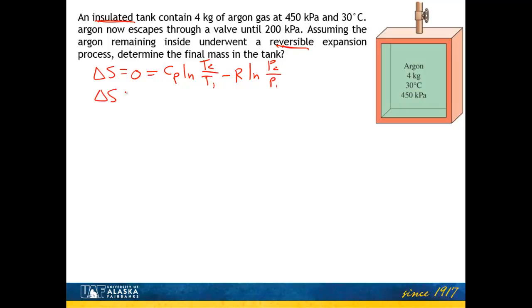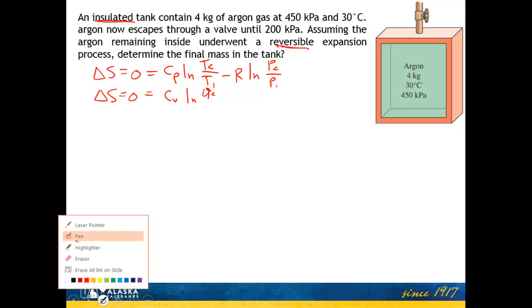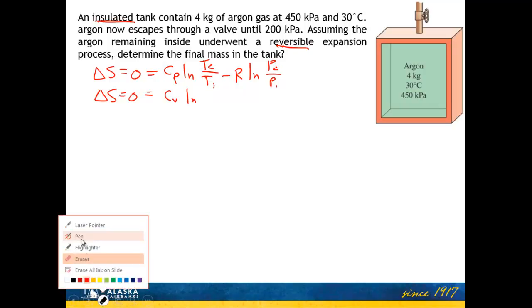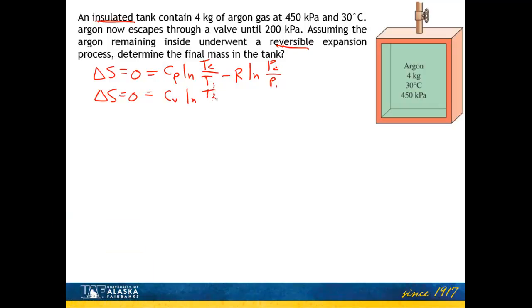And the other tool I could use, and that entropy is clearly also equal to 0, is Cv, natural log of T2 over T1 plus R, natural log of V2 over V1.